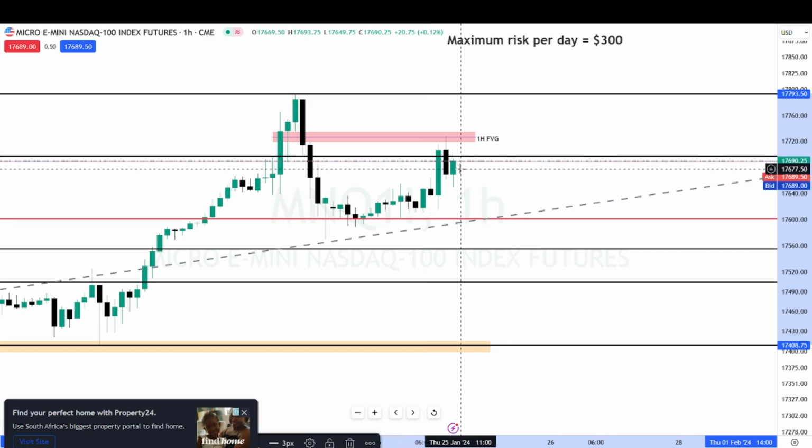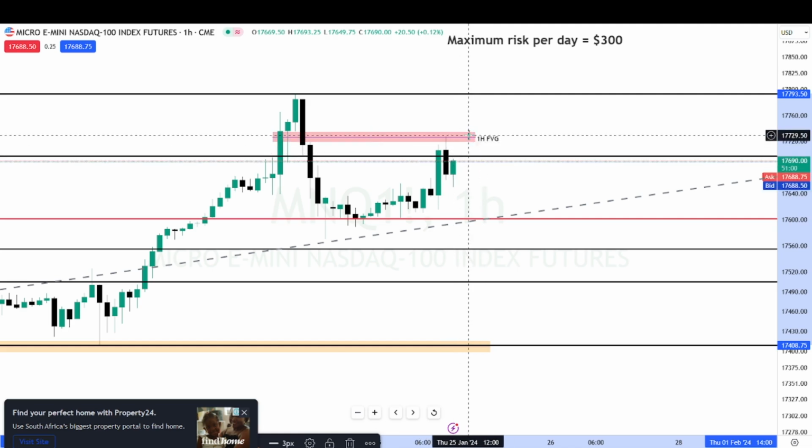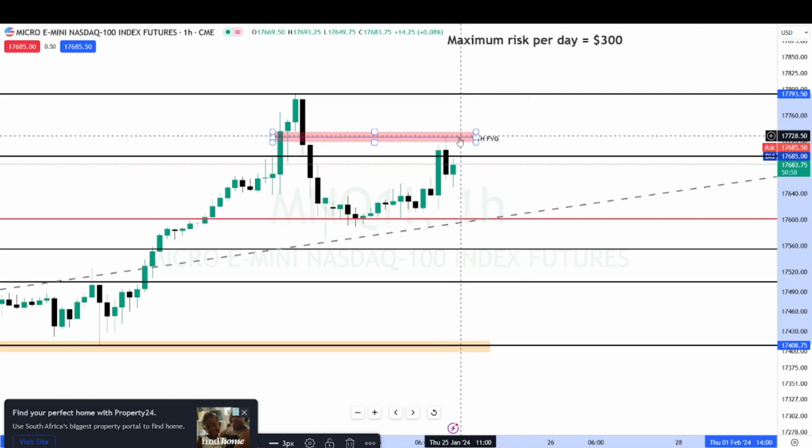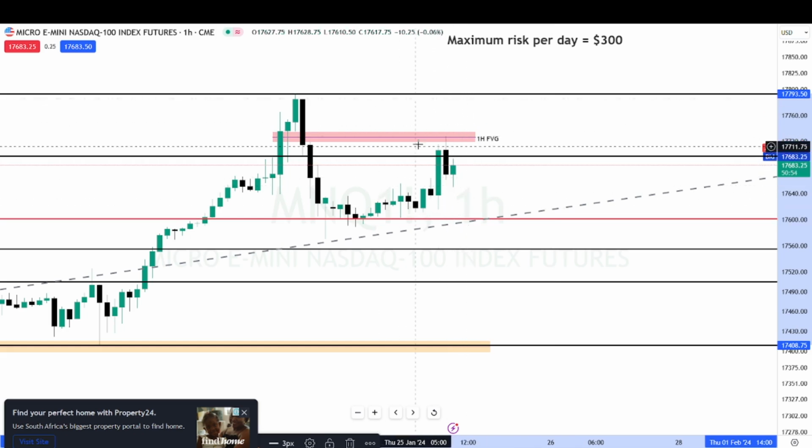This buy, I'm willing to sacrifice it if it doesn't give me the fair value gap. But we might have a second stage distribution right here, just to go down. So I will be looking at that. Let's go into the 15 minutes time frame. So what is it that we have?